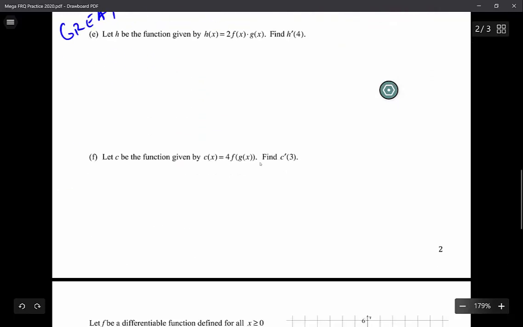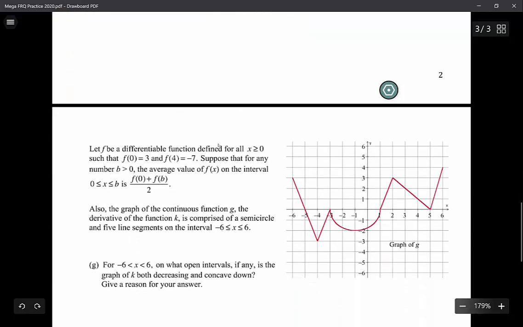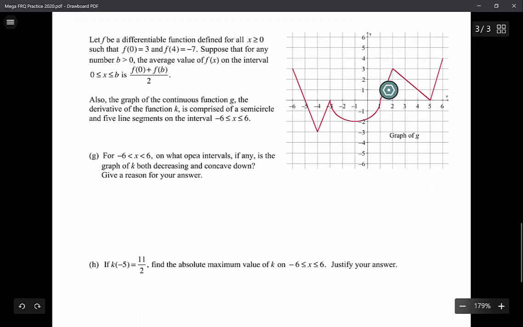And then F, same thing. F is really kind of the same concept, but E was with product rule, F is with chain rule. So again, really great question. And G, on what intervals is the graph of K both decreasing and concave down? This is a pretty good thing.